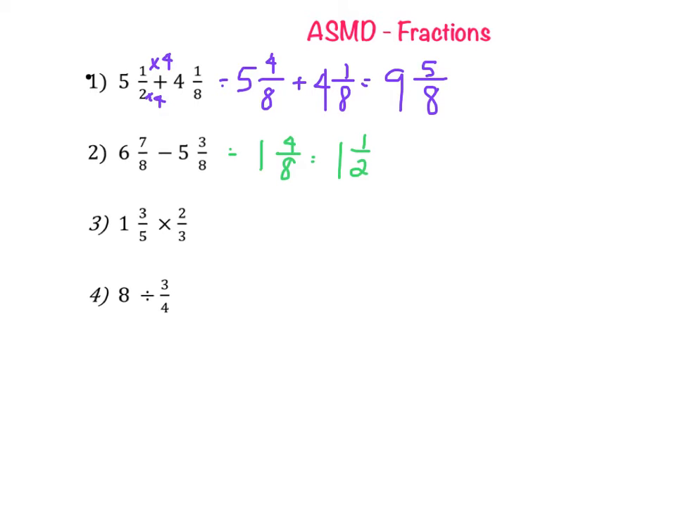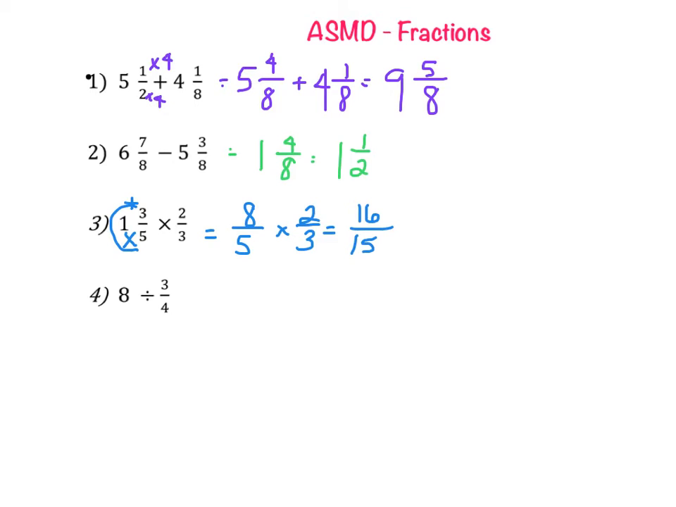Multiplying fractions. If I ever have a mixed number, I have to turn it into an improper fraction first. So I'm going to convert. 5 times 1 is 5 plus 3. So I'm going to get 8 over 5 times 2/3. Multiplying, I multiply straight across, no flipping. So 8 times 2 is 16, and 5 times 3 is 15.